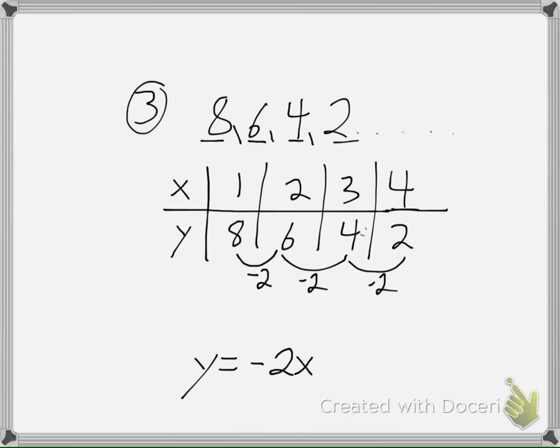And all you have to do for this is pick one of them. If I look at this x value and this y value, if my x value is 1, my y value should be, so I have 8 should equal negative 2 times 1. Well, that's negative 2, so what else do I need to do? Close. What's negative 2 times 1? Negative 2. And if I want 8, what else do I need to do?